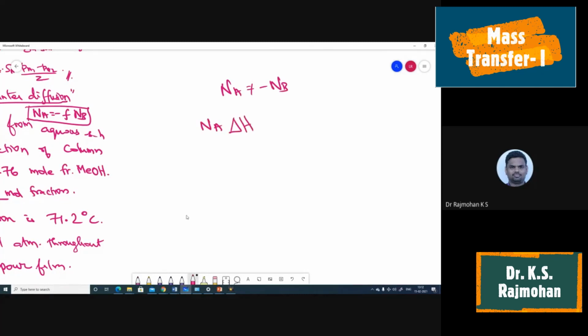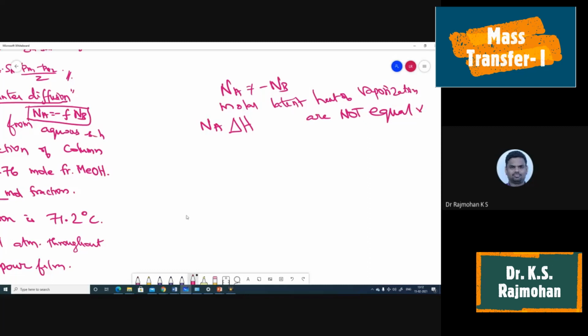Latent heat of vaporization are not equal. If Na is not equal to minus Nb, then molar latent heat of vaporization are not equal. So this is the hint here.